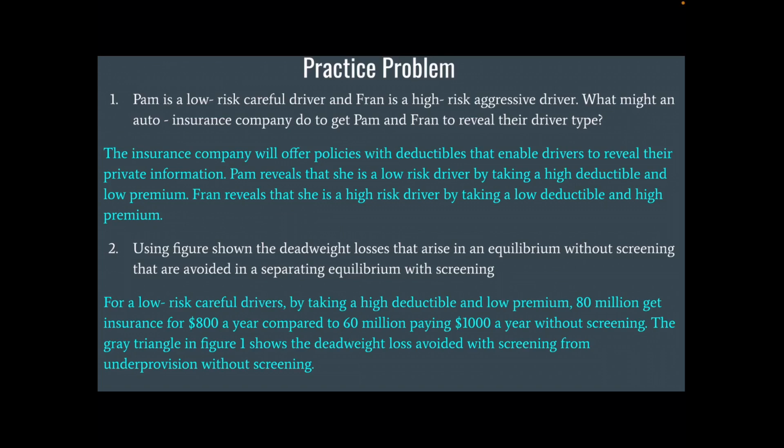Using the figure shown, the deadweight losses that arise in equilibrium without screening are avoided in a separating equilibrium with screening. For low-risk careful drivers, by taking a high deductible and low premium, 80 million get insurance for $800 a year compared to 60 million paying $1,000 a year without screening. The gray triangle in Figure 1 shows a deadweight loss avoided with screening from underprovision without screening.